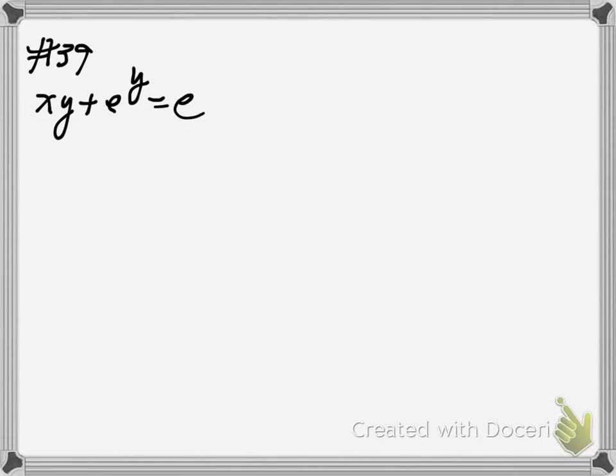Okay, let's see if you can follow along with me. This is problem number 39, section 3.5, implicit differentiation. So we're asked to find y double prime at x equals 0.